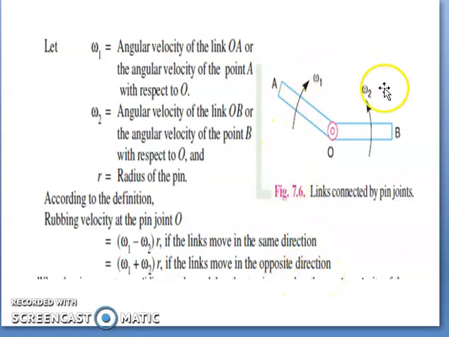Here you can see in this particular diagram, A is rotating in the clockwise direction and B is rotating in the anti-clockwise direction. That means they are moving in the opposite direction. So the rubbing velocity is given by omega 1 plus omega 2 into R, where R is the radius of the pin. Okay. So with this brief introduction regarding the velocity of mechanisms and relative velocity, we will try to solve problems involving the slider crank mechanism and the 4-bar mechanism.